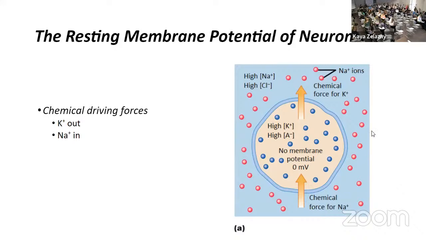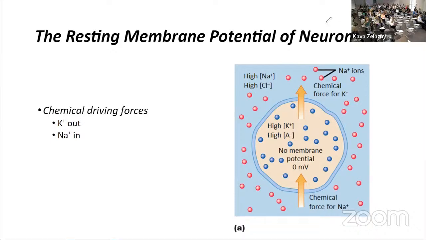So our chemical driving forces, perfect lead in, right? We set it up by creating high concentration of potassium ions inside the cell, high concentration of sodium ions outside the cell. So our chemical driving force always goes from high concentration to low concentration. So we're going from high potassium to low potassium. So that's how we know that our CDF, the chemical force for potassium, goes from inside the cell to outside the cell. Versus for sodium, we have a high concentration of sodium outside the cell.